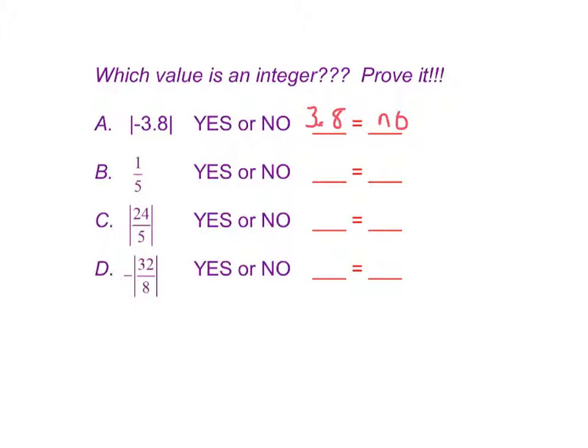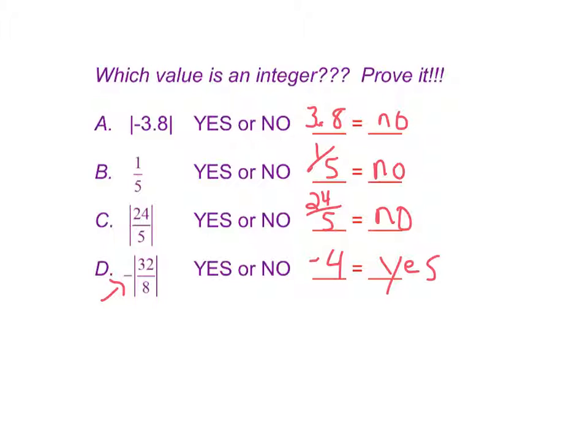1/5, that would also be a no. So I'm just writing 1/5 equals no. And then 24/5, the absolute value of 24/5 is just 24/5. Well, 5 does not go evenly into 24, so you would get a decimal if you were to divide. So that is also not an integer. Now let's look at this. Yes or no is, first we take the absolute value of 32/8, and I can divide that out because 32 divided by 8 is 4. But there's a negative sign right here in front of it, so that means it's a -4. Is that an integer? Remember, integers are whole numbers and their opposites, and since this is the opposite of a whole number, then yes, it would be an integer.